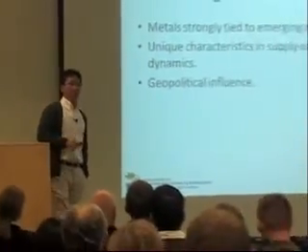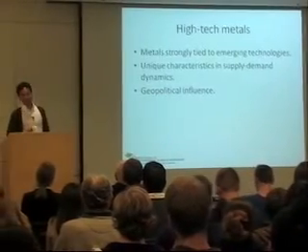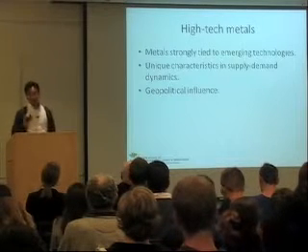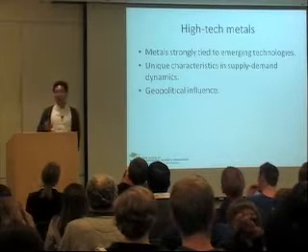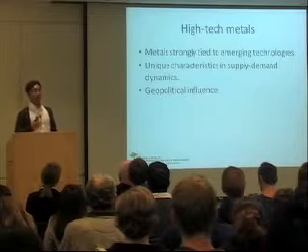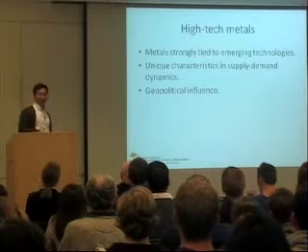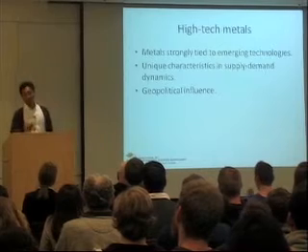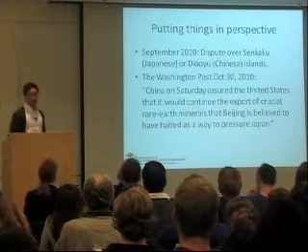These materials like rhodium, indium, vanadium, gallium, some of the things that we will look into, have very interesting properties. Those metals are strongly tied to emerging technologies. Without those materials, some of the emerging technologies that we will talk about will not be able to be produced. And they have very unique characteristics in supply-demand dynamics. There is great inhomogeneity in the supply of those materials, so there are a lot of geopolitical influences around them, and we'll also take a look at those issues.